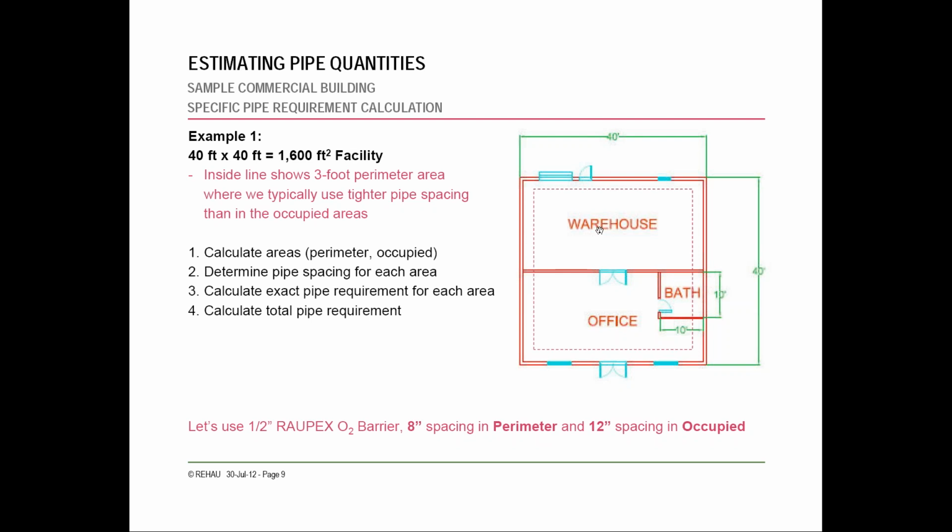This is just a quick example I can go through really quickly. We're looking at a 1,600 square foot facility they've got here. They're going to be breaking it into a couple different zones, and as you see at the bottom, they're going to use 8-inch spacing for the perimeter and 12-inch for the occupied areas. Normally, you can do this manually in a small space like this while you're actually installing it.